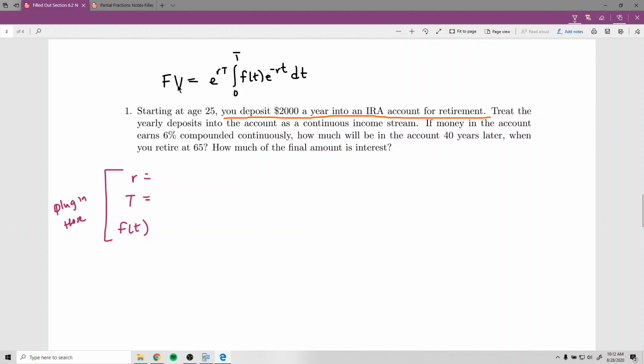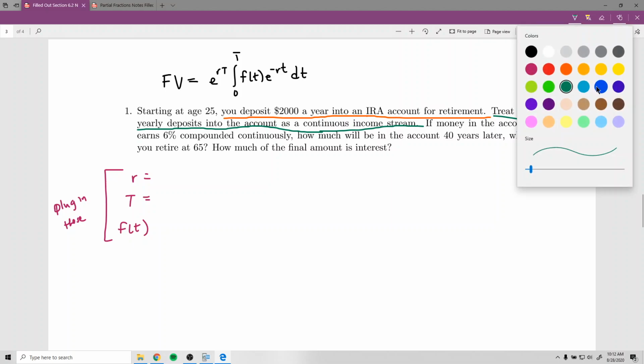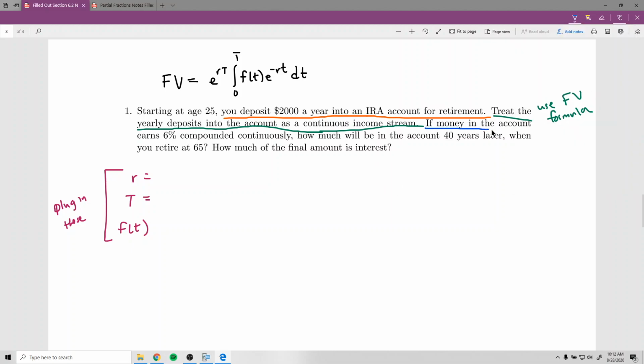Right, pretty much anything with a number. The age here doesn't necessarily matter, but the part I underlined is going to matter. It says treat the yearly deposits into the account as a continuous income stream. All this means is use the formula for our future value for the continuous income stream. And it says, if money in the account earns 6% compounded continuously, it's got to be compounded continuously, otherwise this formula wouldn't work, but it will be in our problems. So our R is actually right there, 6%, which as a decimal is 0.06.